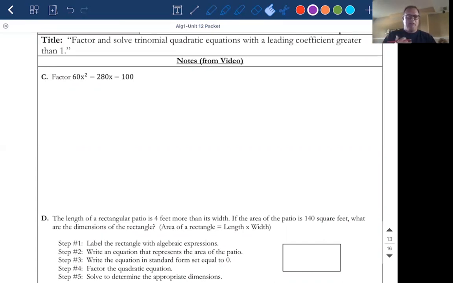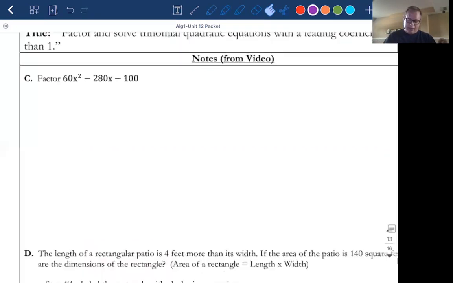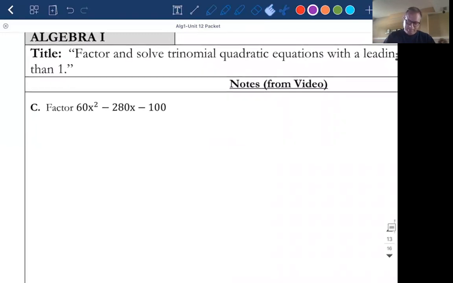I could go ahead and factor it as is, but those large numbers are going to be really, really hard to factor with. So I'm going to look for the greatest common factor. And there is a greatest common factor of 20 in everything. So I'm going to take a 20 out of 60, and 20 times 3 will give me 60, so that'll leave me 3x squared. If I take 20 out of 280, that's going to be a negative 14x, and 20 out of 100 is 5.